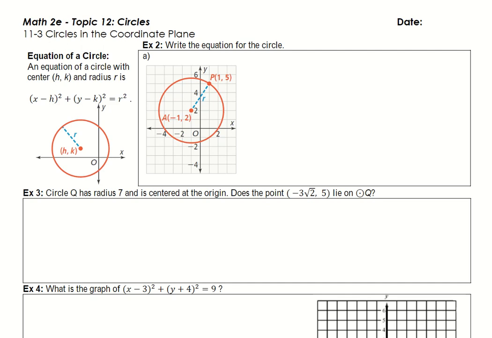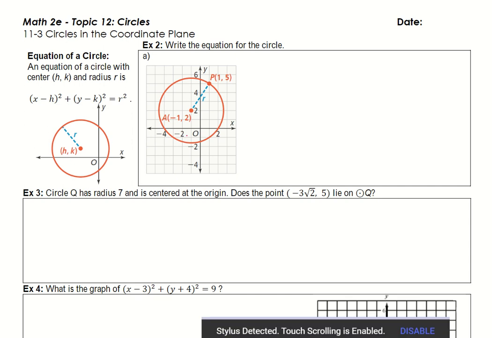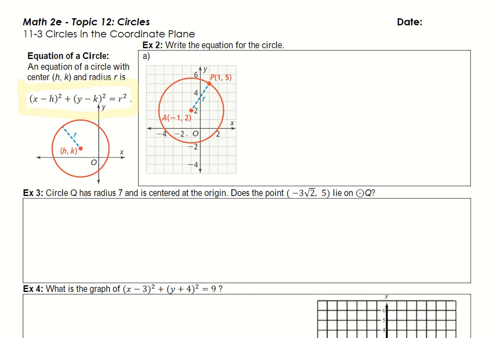In this lesson, we're going to look at section 11.3, which is circles in the coordinate plane. So it's essentially looking at the equation of a circle, which we can find here in this formula. Notice that you should have some familiar values here. h and k, we know from graphing parabolas. If I have h and k, those are the coordinates of the center.